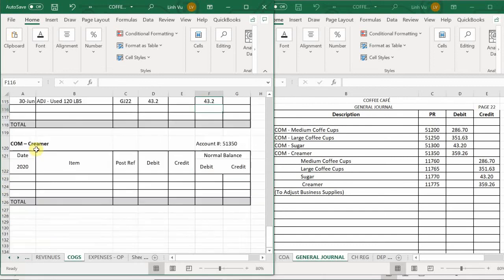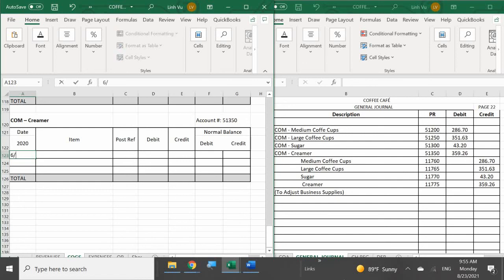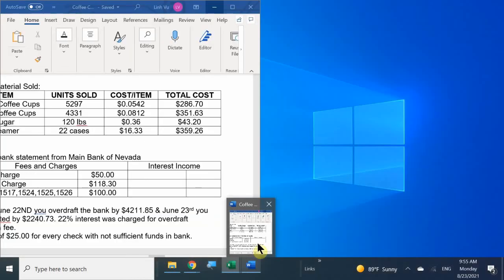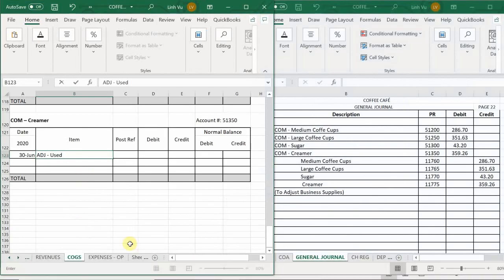Last but not least, we used the coffee creamers. So adjustment, used. How many cases of coffee creamer did we use? 22. We used 22 cases, which is, as we know, a 12-pack. For a total cost of $359.26, which is going to be our account balances.